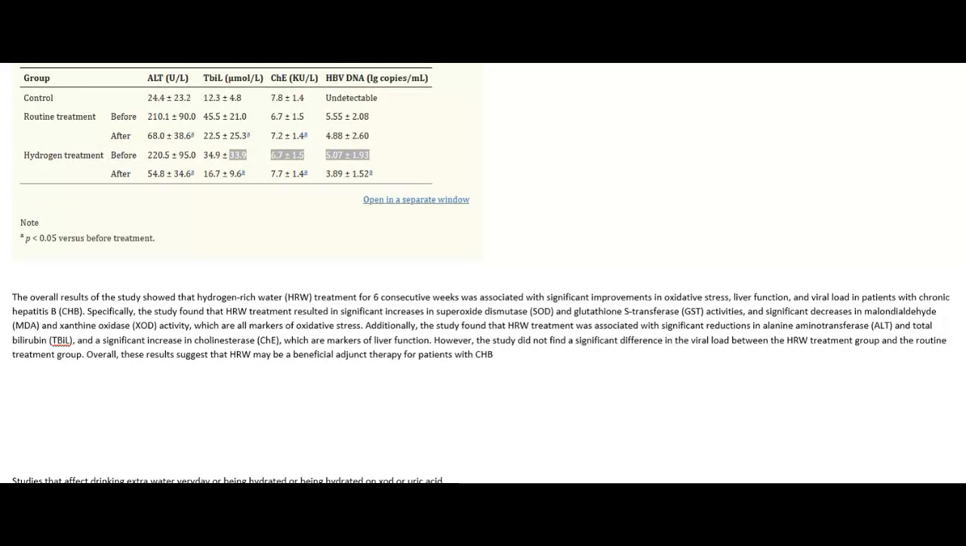If you look at the studies on hydration and drinking extra water, and if they don't look at uric acid but they look at XOD, then we need more information on how XOD is related to uric acid. But I'm thinking that maybe those studies will not actually talk about XOD.